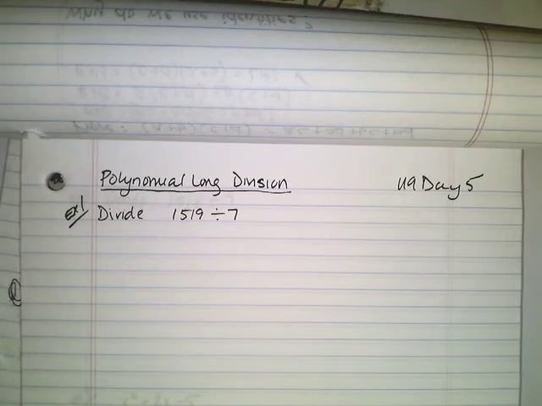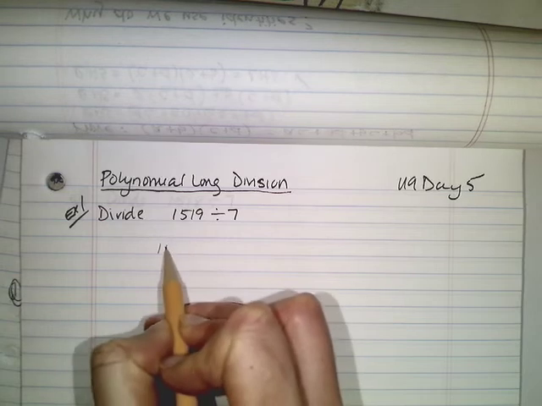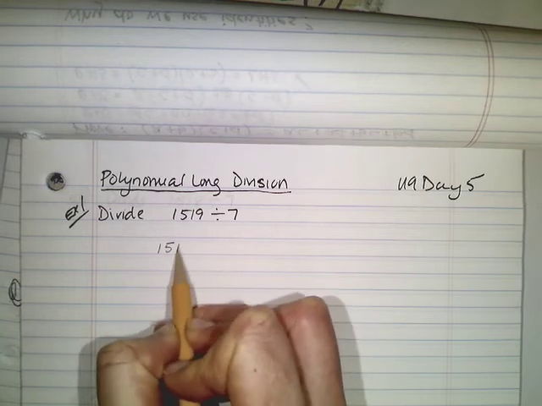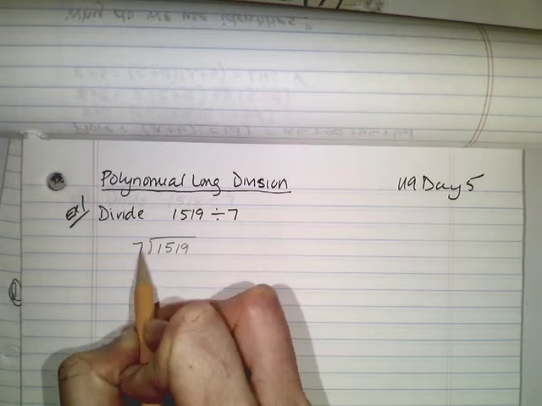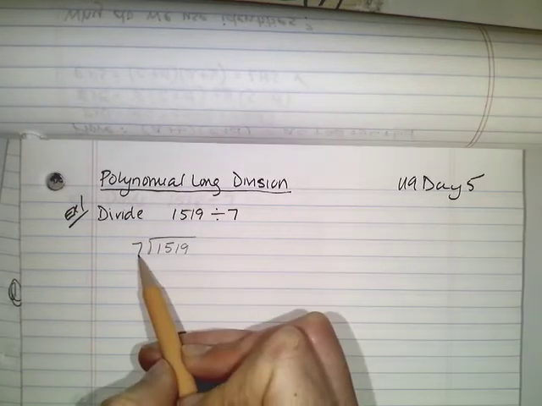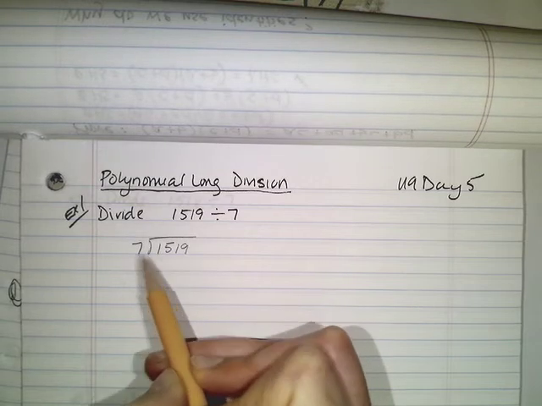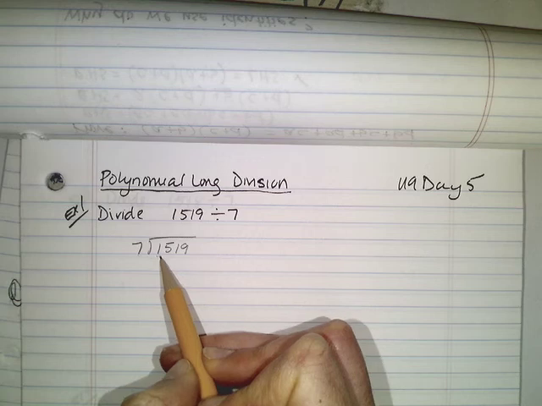Here we are, day 5 in unit 9, and today we're going to talk about polynomial long division. What's helpful here is to go back and look at the long division we learned in 4th grade and what it looks like. So if you remember, 1,519 divided by 7. The first thing we always want to do is check how many times 7 goes into 1. It doesn't go in at all, so we ask, how many times does 7 go into 15?